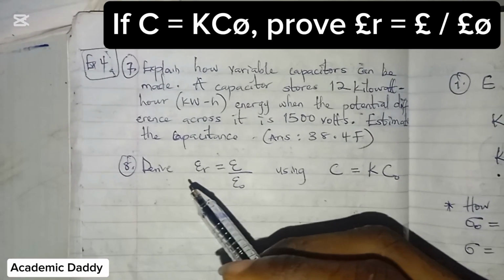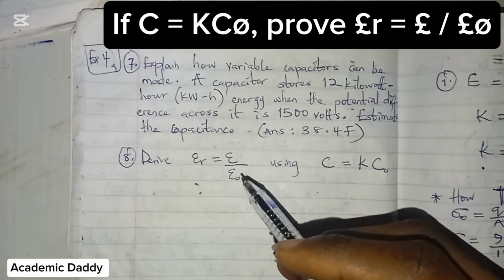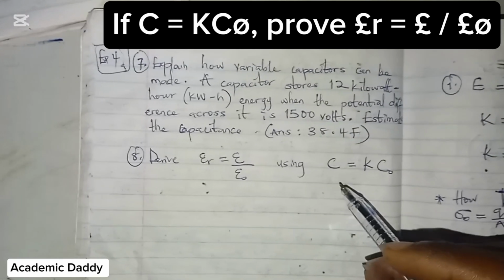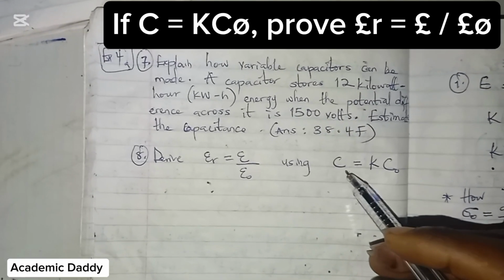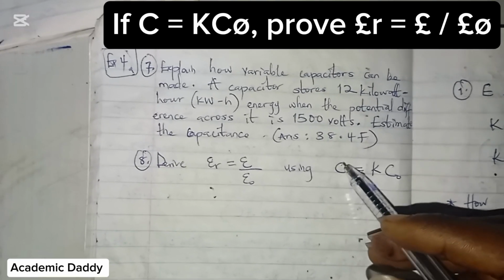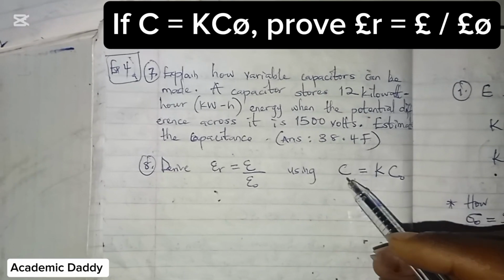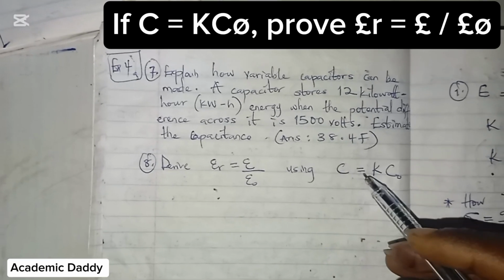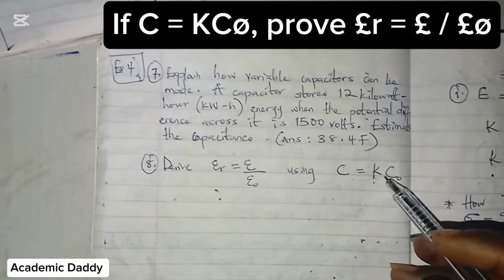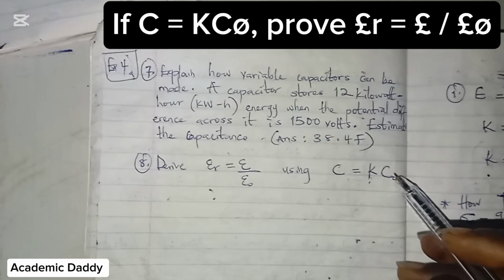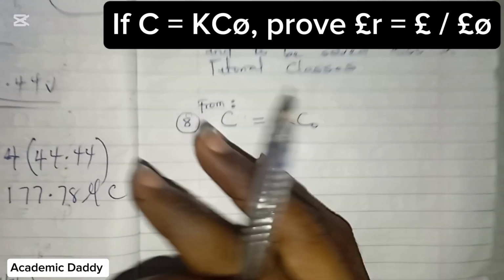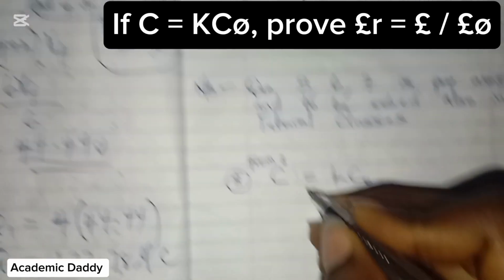Question 8. Derive ER equals E over E naught, that is permittivity over permittivity of free space. This formula is gotten from this particular equation: capacitance with a dielectric other than air or vacuum is equal to the dielectric constant, which is also ER, multiplied by the initial capacitance, that is the capacitance with air or vacuum. So I've put it here as C equals K C naught.